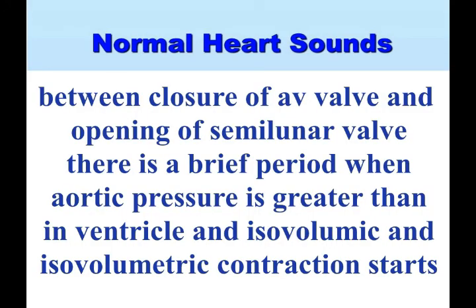During the time period between the closure of the AV valve and the opening of the aortic and pulmonary valves, for a brief period at the beginning of ventricular systole, aortic pressure is greater than the ventricular pressure and the ventricle cannot empty. So the ventricular pressure rises rapidly without a change in the ventricular volume, that is, no ejection is happening and no valve has opened yet. The ventricular volume does not change because all the valves are closed at this phase. Contraction therefore is said to be isovolumic or isovolumetric.